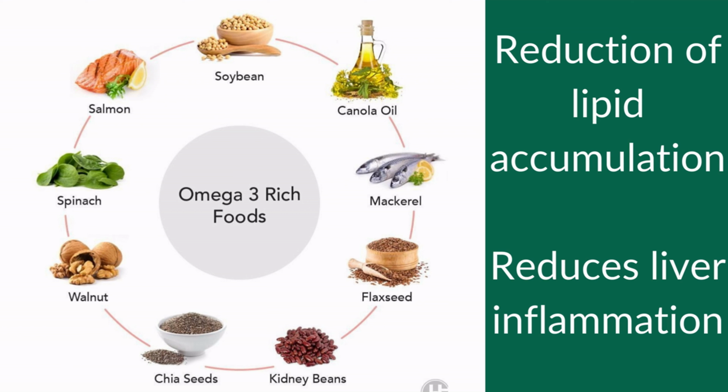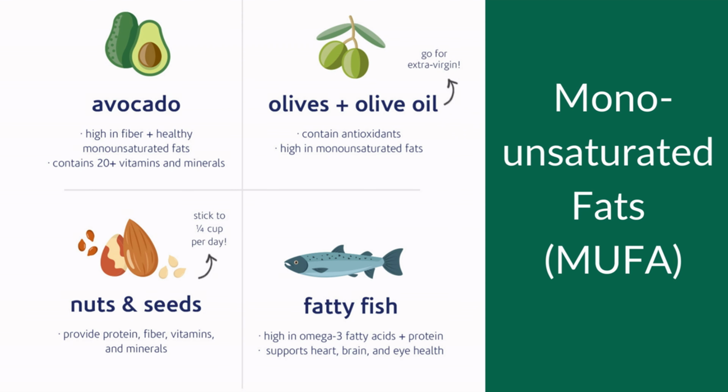Omega-3 fatty acids are usually found in nuts and seeds. So in nuts, particularly walnuts, and in seeds, flax seeds or flaxseed oil. They're also found in green leafy vegetables, and they can also be found in oily fish such as tuna and salmon. Monounsaturated fats can be found especially in nuts, olive oils, and avocados.